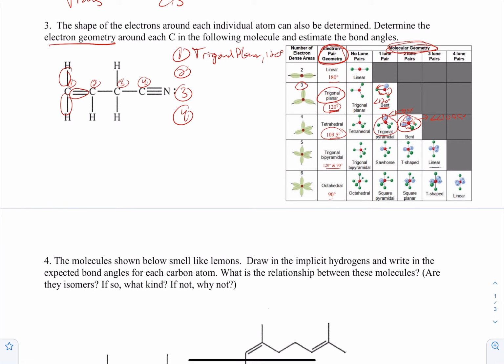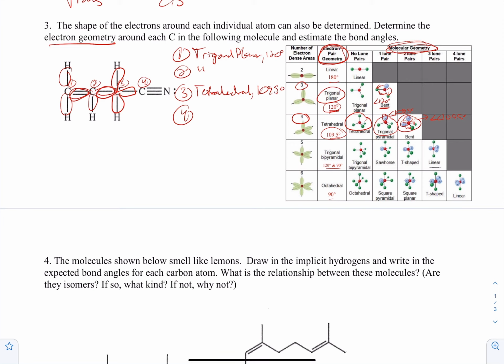Number 2, we've still got a steric number of 3 without any lone pairs, so it's going to be the same. I'm just going to put those quotes there to indicate that it's the same. Now, if we look at number 3, we've got a steric number of 4. I don't have any lone pairs, so I'm in the tetrahedral formation, and that means my bond angle would be 109.5.